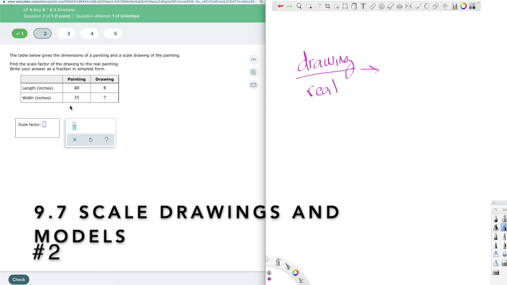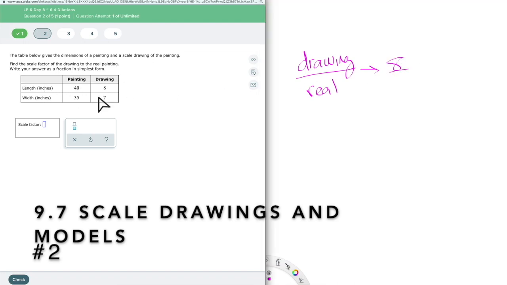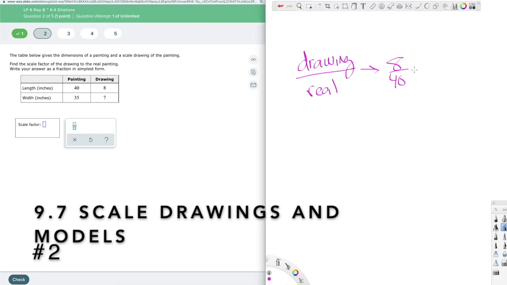just take a look at the scale for each one. We have length and we have width. So if we look at the length, we have drawing is 8 and the painting is 40. And we just want to reduce this. We don't want to turn it into a decimal. We just want to reduce it. It can divide by 8 on both top and bottom to reduce it. So we get 1 over 5. So this could be the scale factor. Every inch on the drawing is actually 5 inches on the real painting.